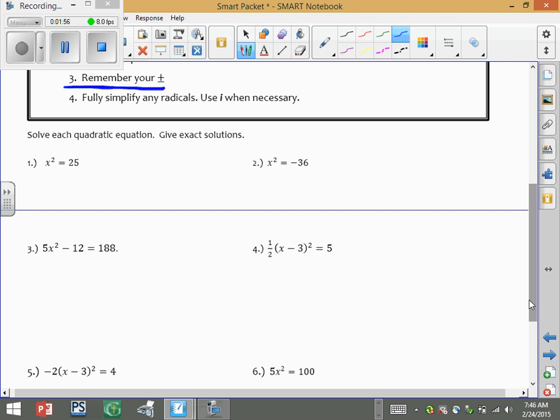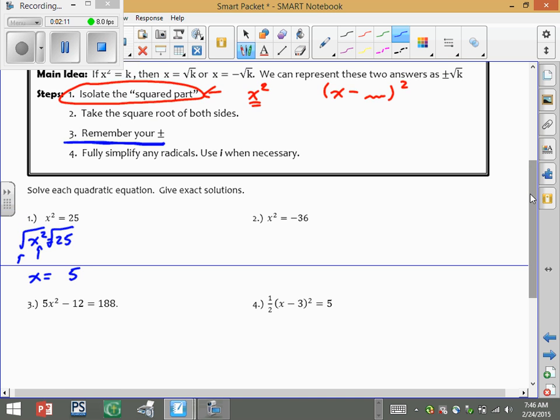So we start here. Take x squared equals 25. And we're going to take the square root of both sides, right? And there, again, the squared and the square root cancel each other. We're left with x equals 5. But remember, back here, step number 3 says, go ahead and get used to this. Every time you take a square root, remember to do plus or minus.